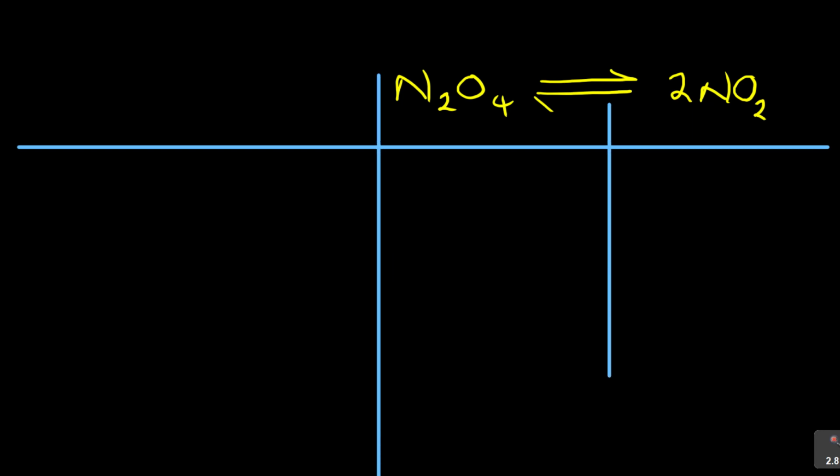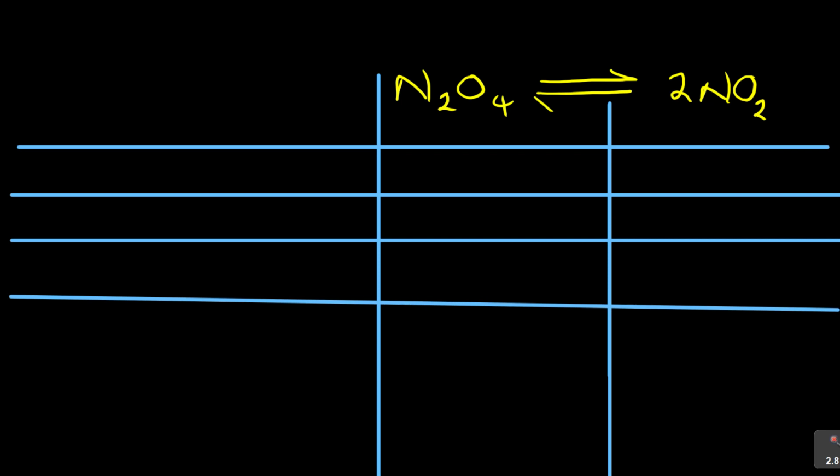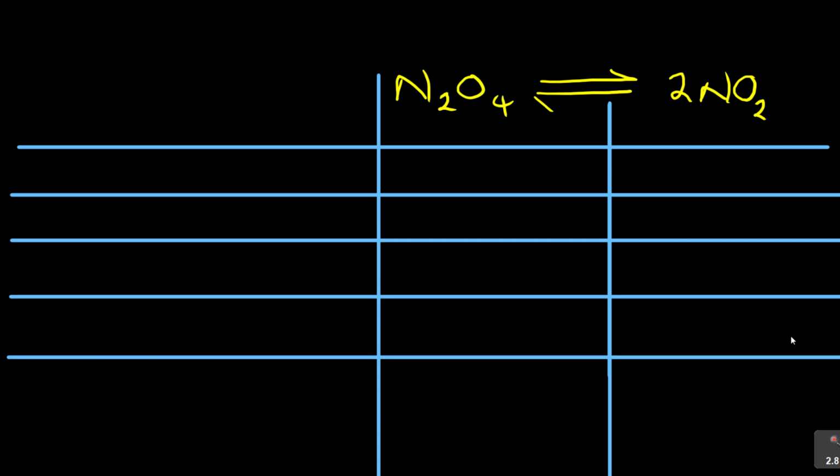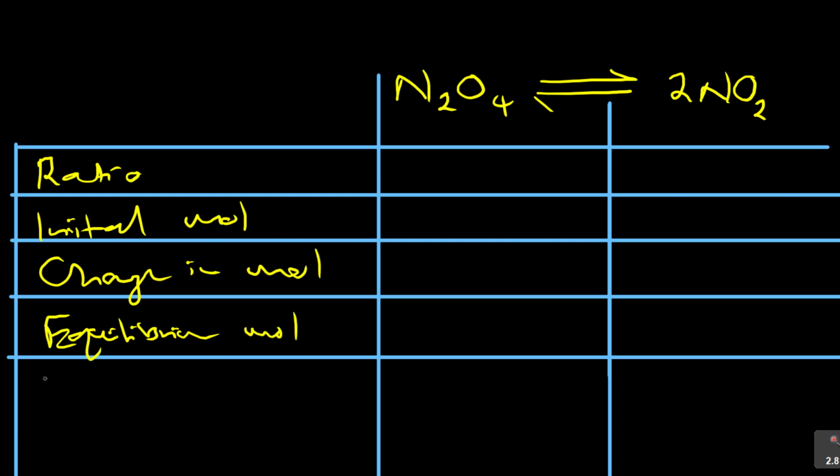So let's come back with our RICE table. Let's do this. I'm trying to have my table set up like this. So let's have my RICE here: ratio, initial moles, change in mole, equilibrium mole, and then equilibrium concentration. That's where we want to go.